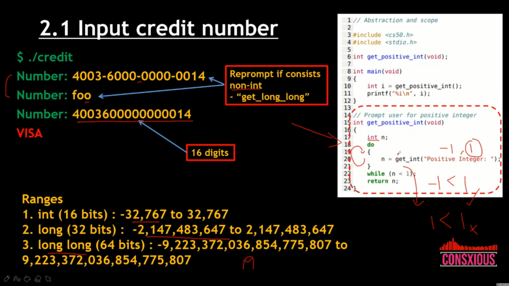That's why here what we do is change to get long. The get long here is a function that will reprompt the user automatically if the input consists of any non-integer characters, for example the hyphens here and the characters. So we don't need to consider any of those here. We just basically put this get long here, and similar functions we can put into our program.